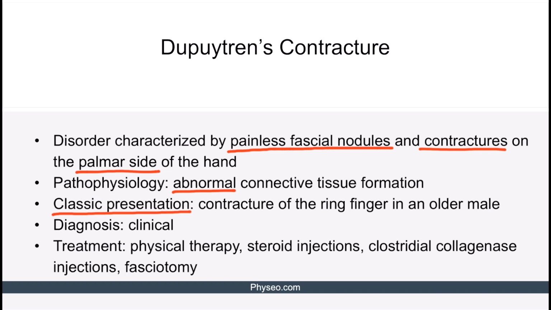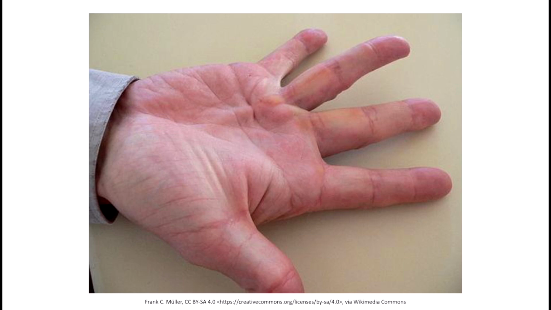Generally speaking, this disorder is seen about twice as much in men as it is in women, and it typically presents in patients over the age of 50. The diagnosis is clinical, and the treatment may involve physical therapy, corticosteroid injections, clostridial collagenase injections, and fasciotomy if there's severe functional disability. Steroid injections work by decreasing inflammation and pain in the area, and can also lead to regression of the contractures. Clostridial collagenase injections, on the other hand, work by dissolving the excessive connective tissue, thereby facilitating the resolution of the contracture. Here's what a Dupuytren's contracture may look like in real life.